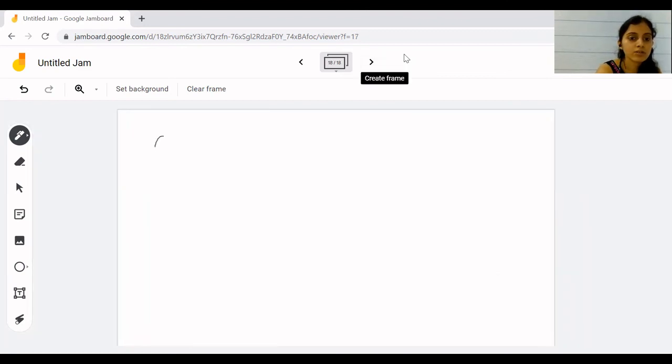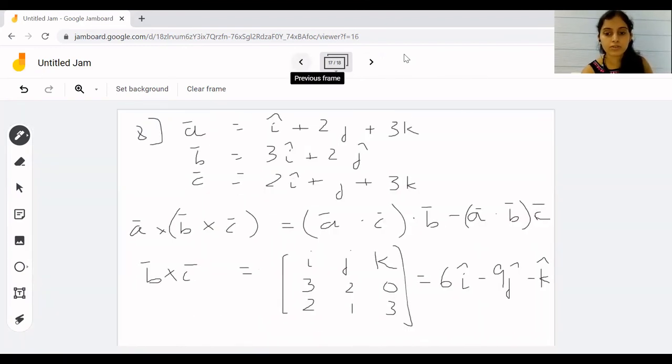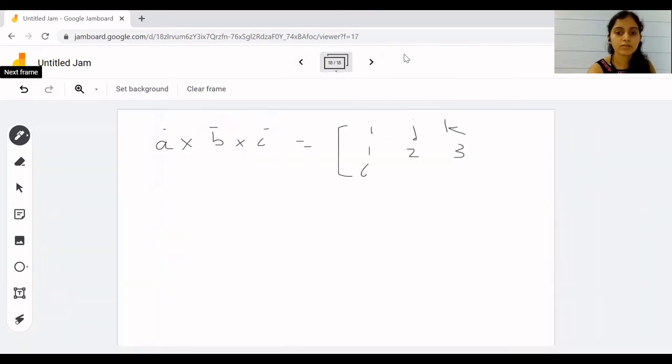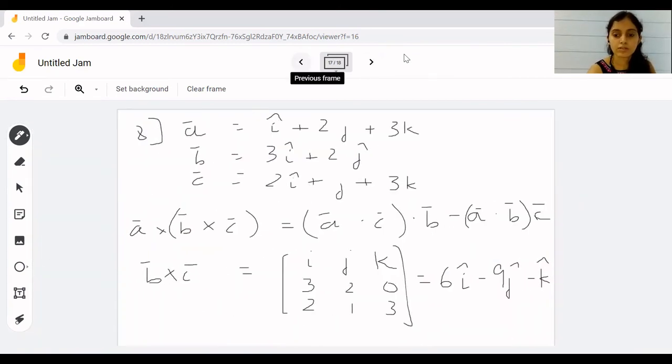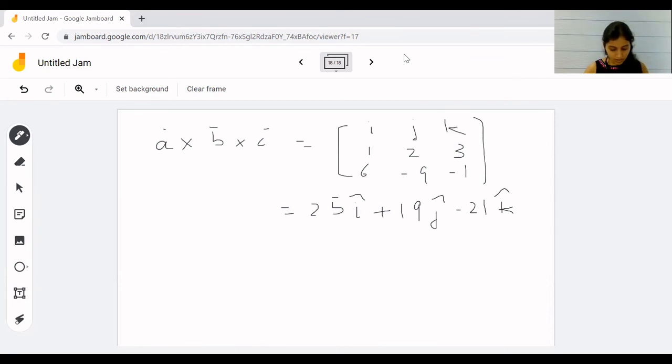Then a bar cross b bar cross c bar is equal to, again, i, j, and k. Take a bar coefficients 1, 2, and 3. And take b bar cross c bar coefficients, that is 6, minus 9 and minus 1, sorry. Okay, and the answer to this would be 25i cap plus 19j cap minus 21k cap. Okay, now this is your left hand side.